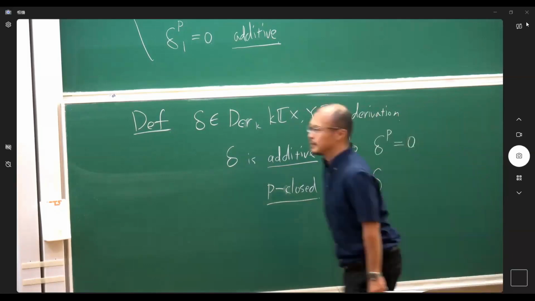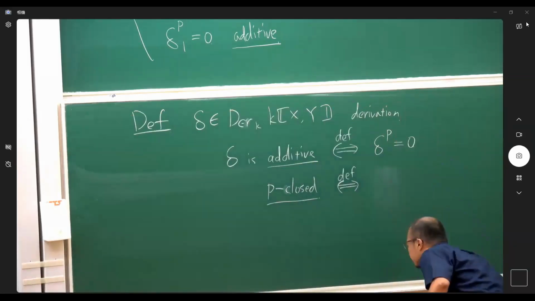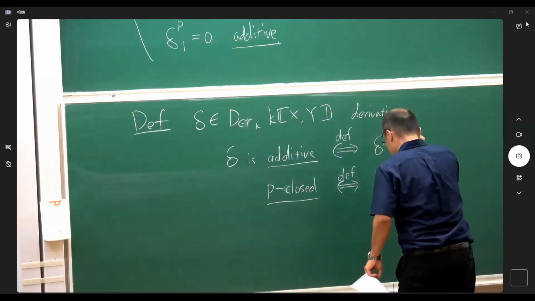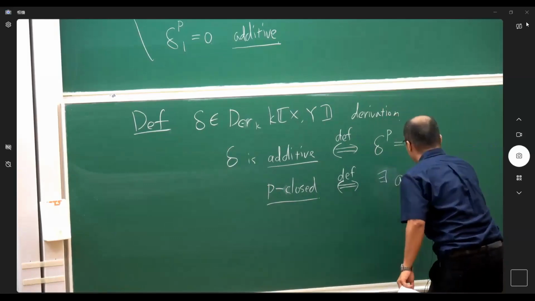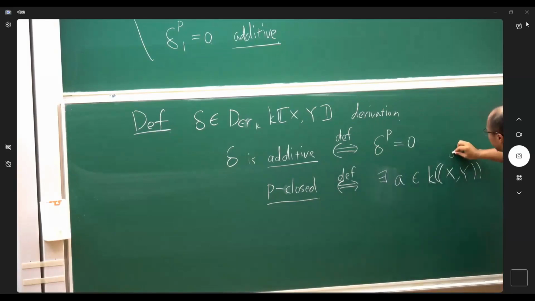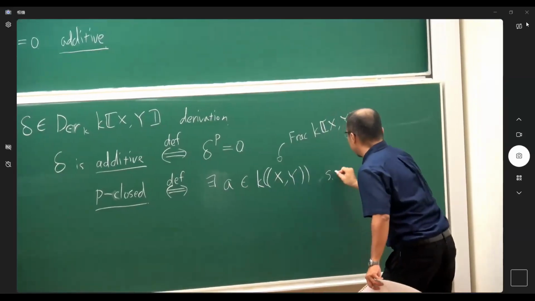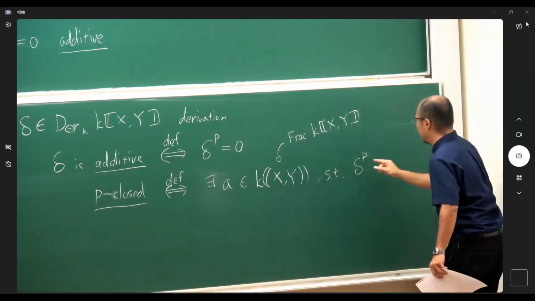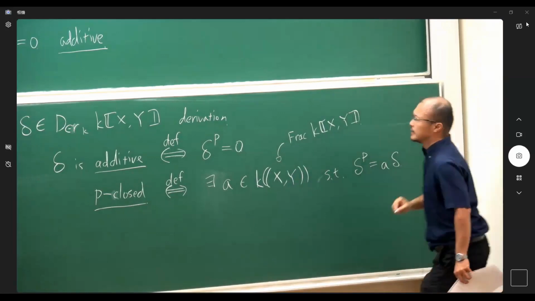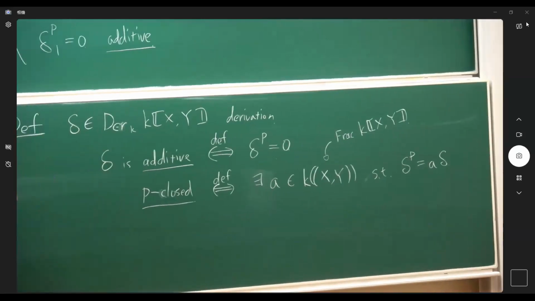there exists a rational function a in the fraction field of our ring, and this satisfies delta^p = a delta. So the additive one is actually p-closed.